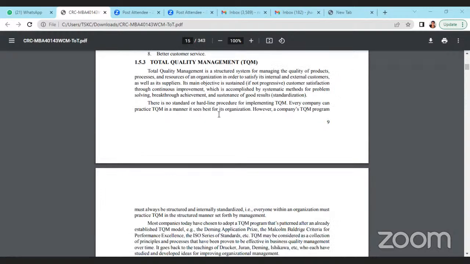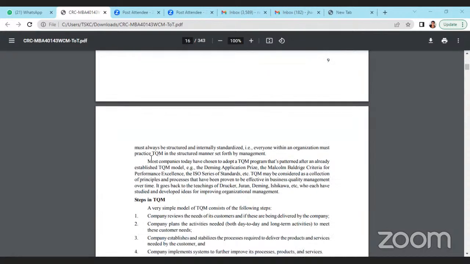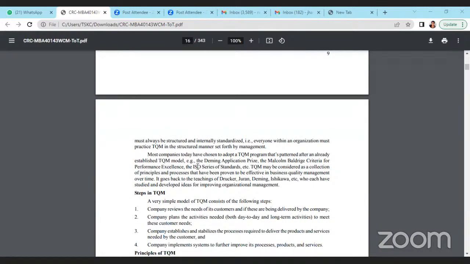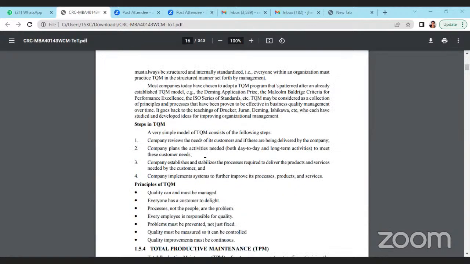And there is no hard-line procedure for implementing TQM. Depending on the manufacturing organization, it can be changed or applied based on their requirements, and they can frame it accordingly. However, quality management should always be structured and internally standardized. That is, everyone within an organization must practice total quality management in the structured manner set forth by the management.